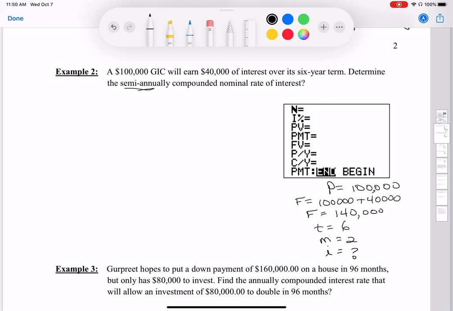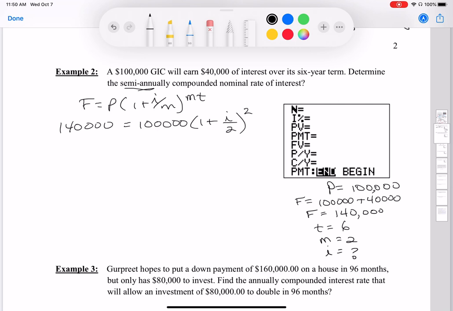All right, let's take our compound interest formula. So we know that F is equal to P(1 + i/m)^(mt). Let's substitute in everything we know. We know our future value is 140,000. Our present value is 100,000. i is what we're solving for. m is equal to 2, and t is equal to 6. All right, and we can clean this up a little bit. So we have 140,000 equals 100,000(1 + i/2)^12.